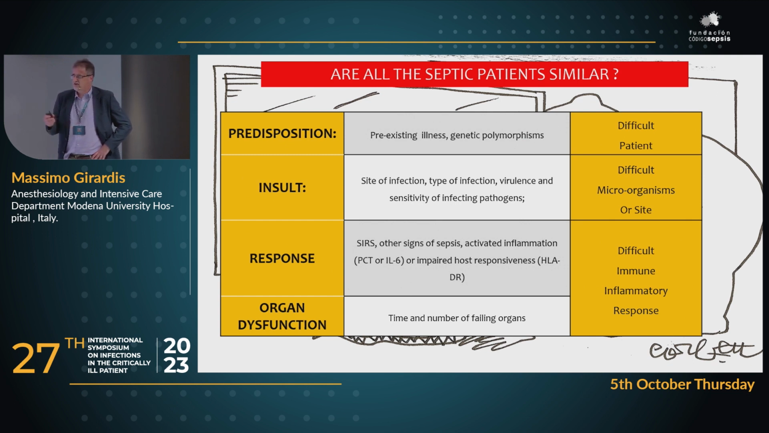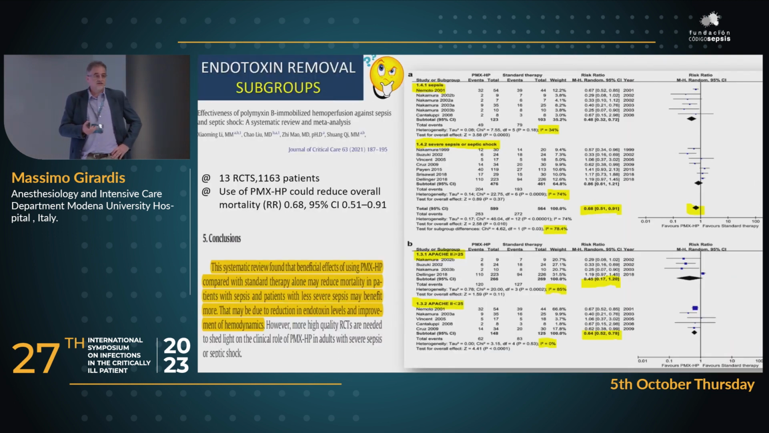Probably endotoxemia and polymyxin-B is a treatable trait at the end of the story, because it's not only a matter of sepsis. It could be a matter also of trauma, burn, or other diseases, not only related to sepsis. What about the subgroup phenotyping?